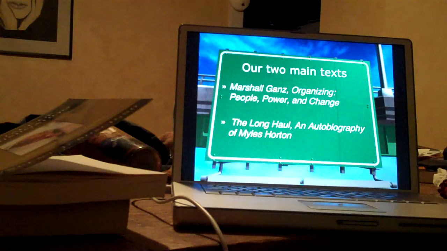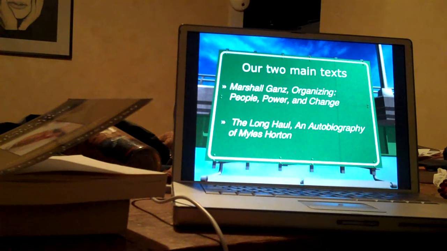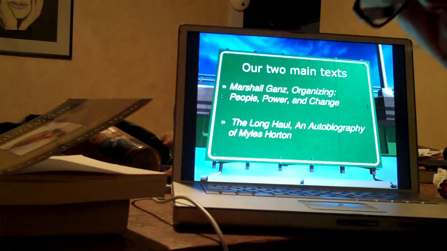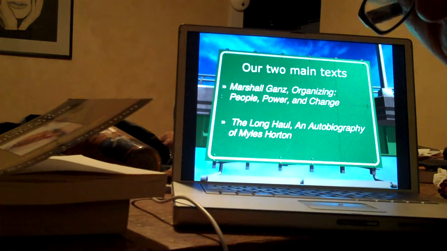Now, our two main texts for the class are Marshall Ganz's Organizing: People, Power, and Change. I've broken this down and I've uploaded several chapters from this book. At some point I might upload the entire book, but it is a big PDF file, so it's hard to download. The second book that we're going to be reading is The Long Haul, an autobiography of Myles Horton. If you haven't heard of Myles Horton, he was the director and founder of the Highlander School, which is a place that many organizers and leaders went to train for organizing. And you'll be hearing more about that.